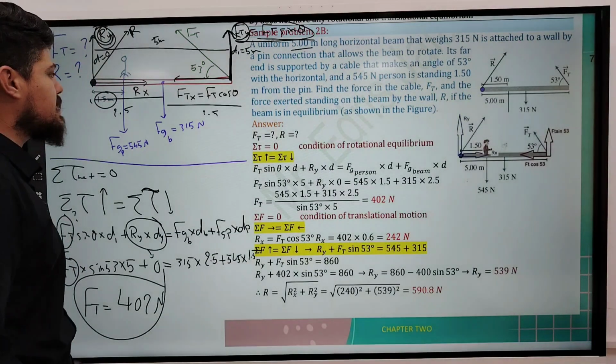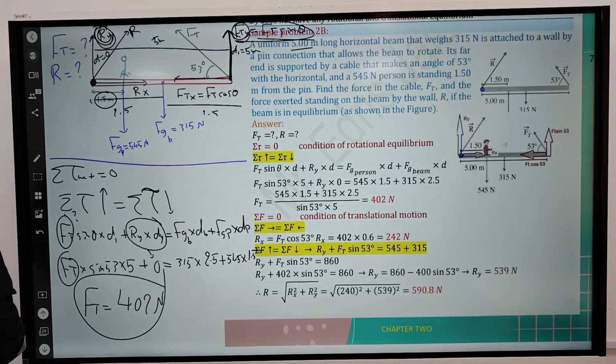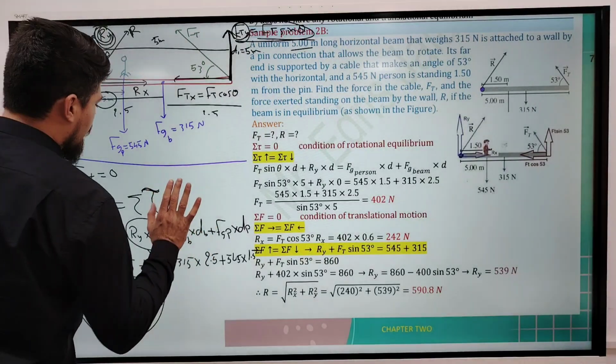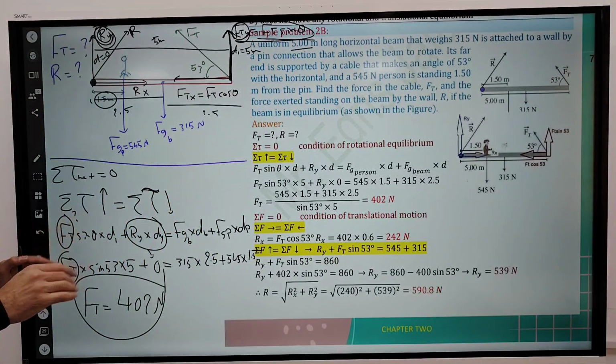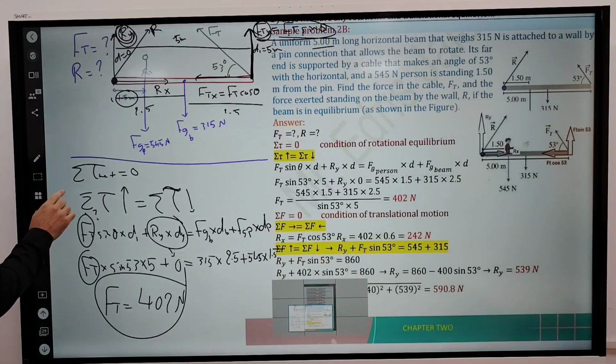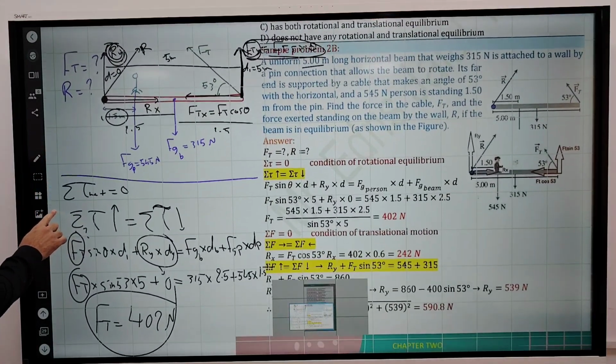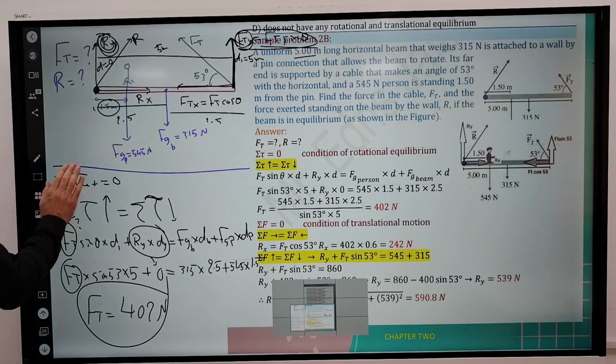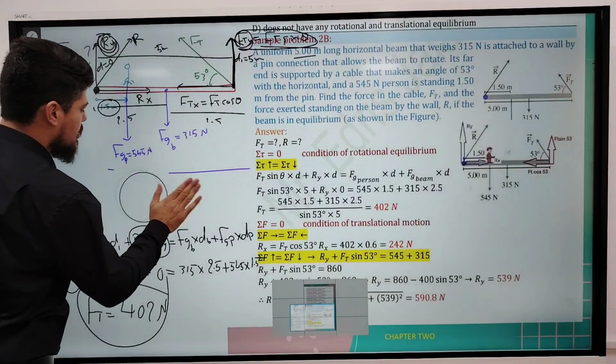The second unknown, we have to find R. Did you understand? Hope you benefited and understood this question, because it is a very good question. Listen carefully, please. Now we're going to solve for R.